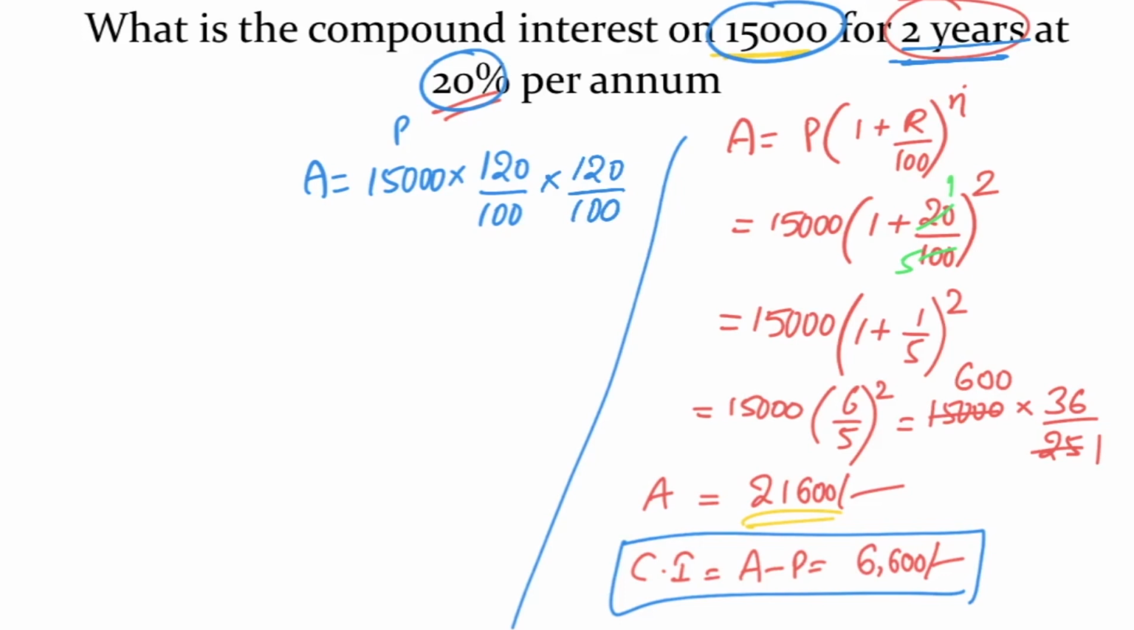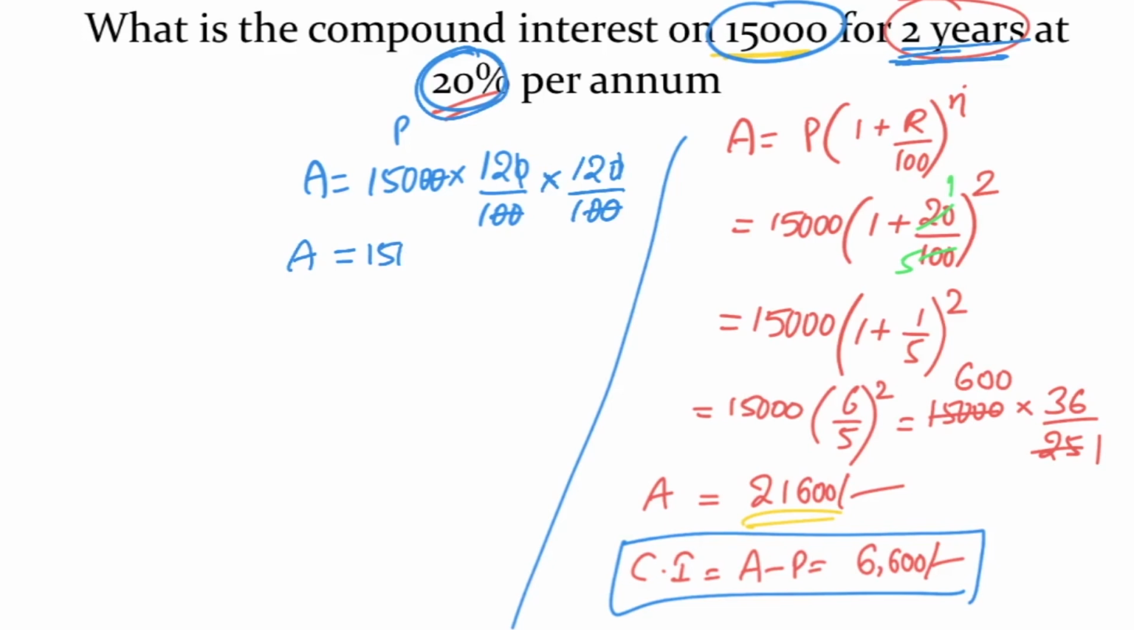If the duration is 3 years, we do this 3 times, right? Rate of interest is 20%, that's why we are multiplying it by 120 by 100. If rate of interest is 10%, we multiply by 110 by 100. And if duration is 2 years, we multiply twice. If duration is 3 years, we multiply thrice. And 2 zeros cancel, 2 zeros cancel.